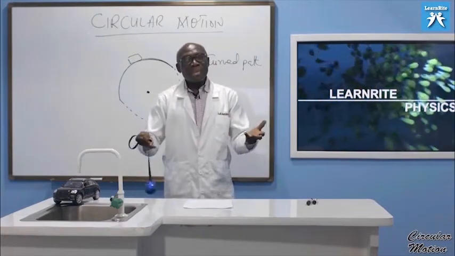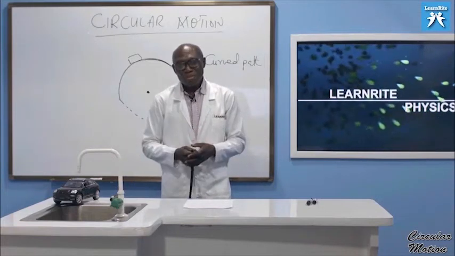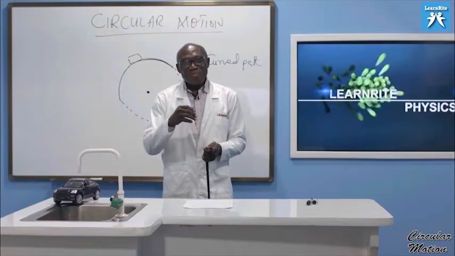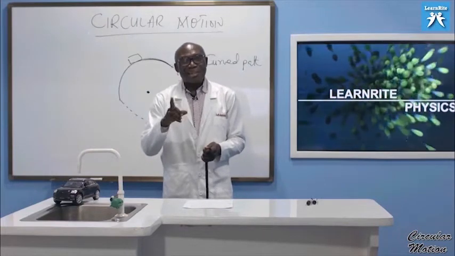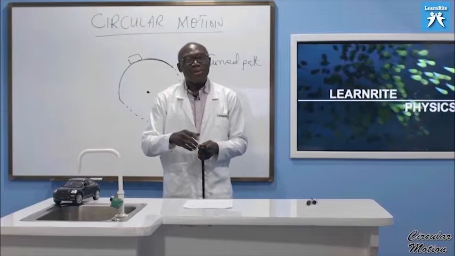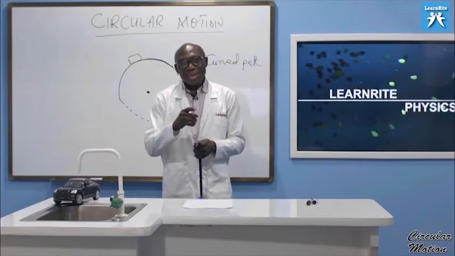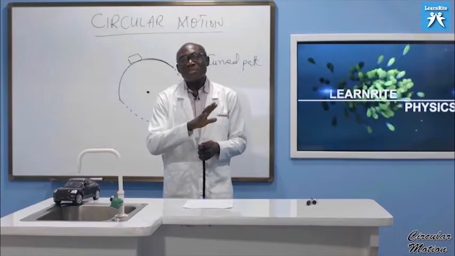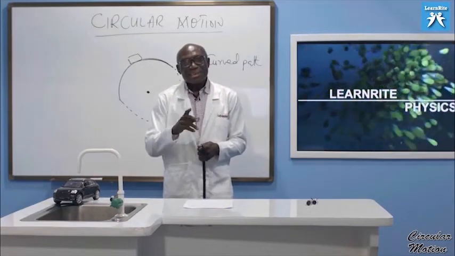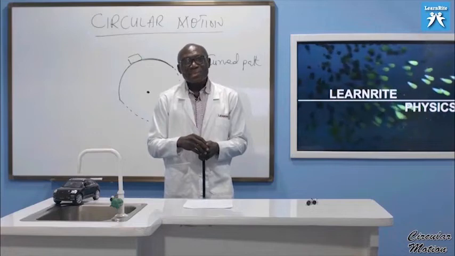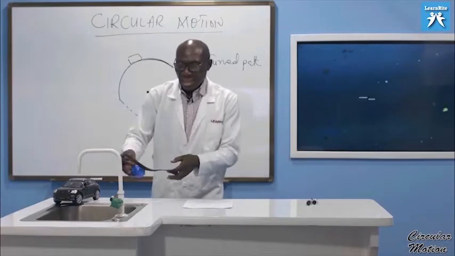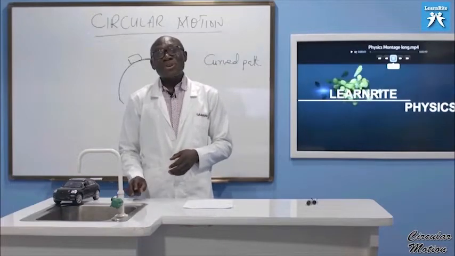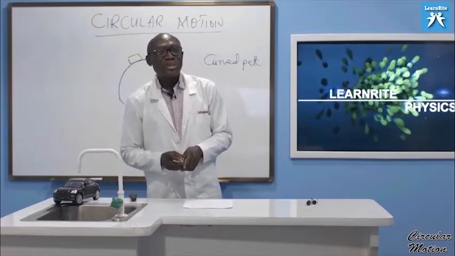So you see, from the demonstration that you saw, it means that a body can go on a curved path or along a complete circle where the center of the curved path or the center of the circle lies outside the body, and that could be considered circular motion. Now we want to look at examples of circular motion.